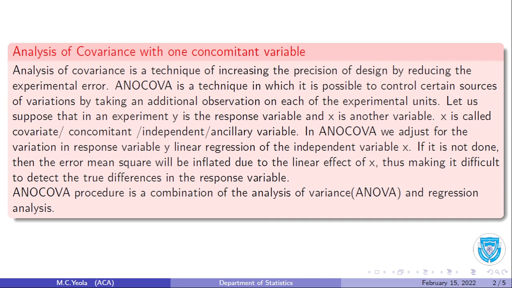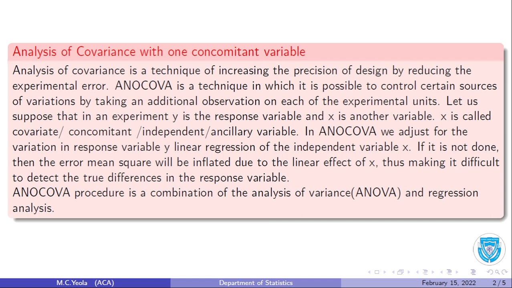Analysis of covariance is a technique of increasing the precision of a design by reducing the experimental error. It is a technique in which it is possible to control certain sources of variation by taking an additional observation on each of the experimental units.